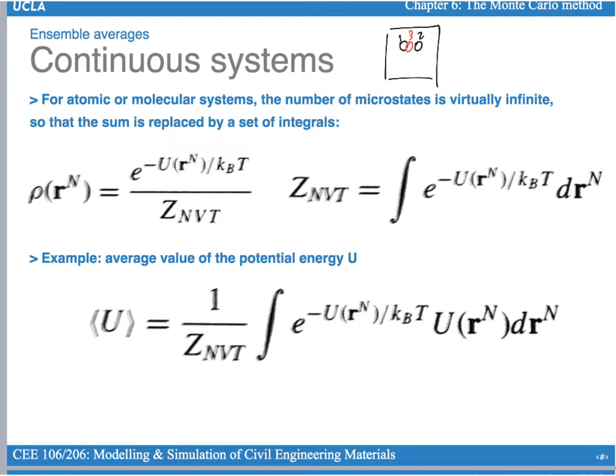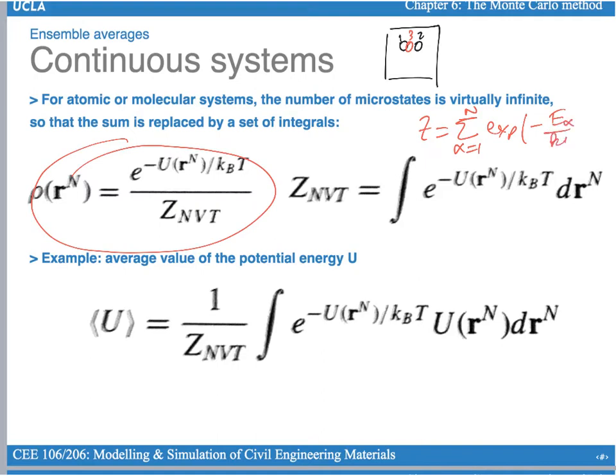In that case, nevertheless, it doesn't change anything. When you want to calculate the probability of a given system, it's still given by this formula, where it's the exponential of minus the energy divided by kT, divided by the partition function. This doesn't change. But when you have a discrete system, the partition function can be calculated by summing on all the configurations alpha going from 1 to n, the value of this exponential of minus E alpha divided by kT.